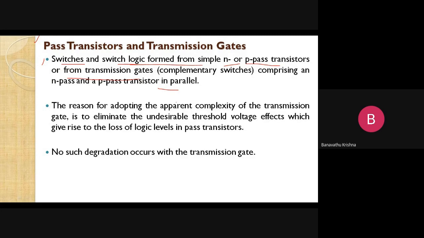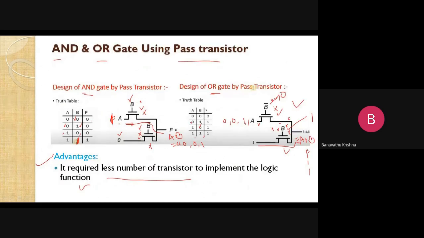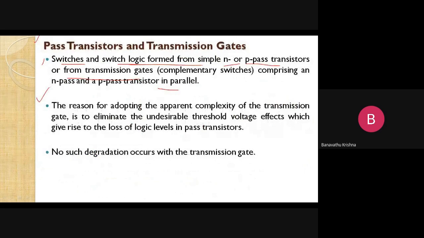As I told you, in this case both are going to be considered in parallel notation, and only then is it going to perform one logic, right? And the second point: the reason for adopting the apparent complexity of the transmission gate is to eliminate the undesirable threshold voltage effect, which gives rise to loss of logic levels in pass transistors. So when I go with a pass transistor, there is a degraded level available at the output of the signal. In order to reduce that degraded level, we want to go with one more logic, right?